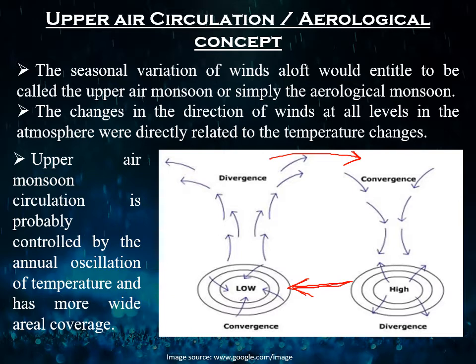Say for example, if we consider a situation where one area is having a low pressure zone, suppose this is the equator where a low pressure zone exists at a certain period of time during the year, and suppose this is the Tropic of Capricorn where there occurs a high pressure zone at a certain period of time. Then with changing insolation, the pressure zones shift their position because the ITCZ or the meteorological equator shifts its position.